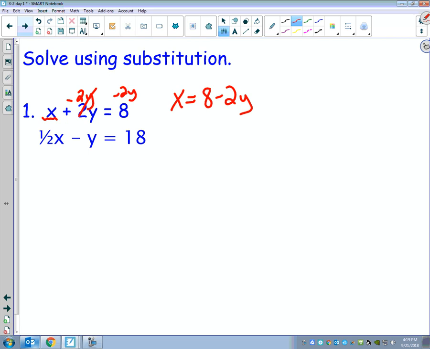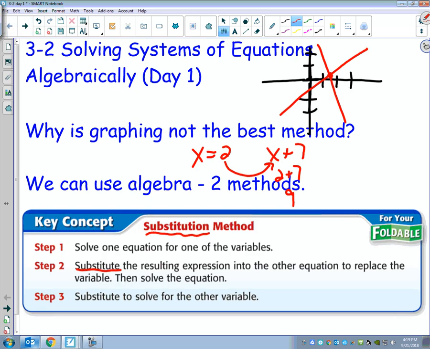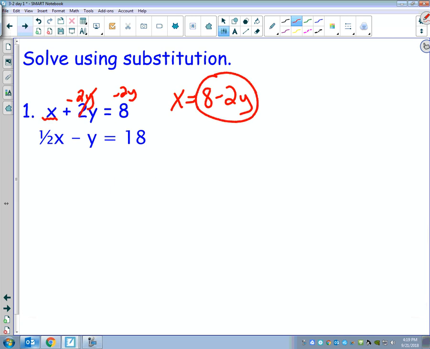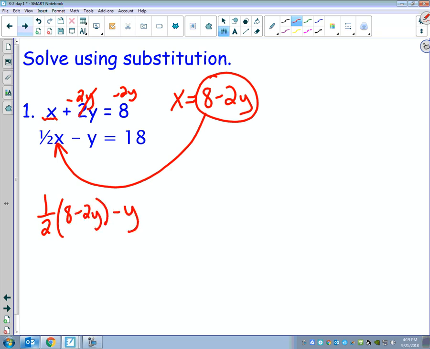So that I can do step two, which is take that equation and substitute it into the other equation. So if x equals this, can I take it and substitute it in for x right there? The answer is yes. So I could say 1/2 times (8 minus 2y) minus y equals 18. And now what do I have? I have an equation that all has y's in it, so I can solve that. So half of 8 is 4. Half times negative 2y is just negative 1y, or negative y. And I'm going to leave everything else the same.